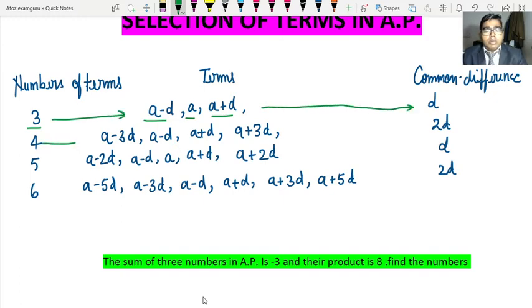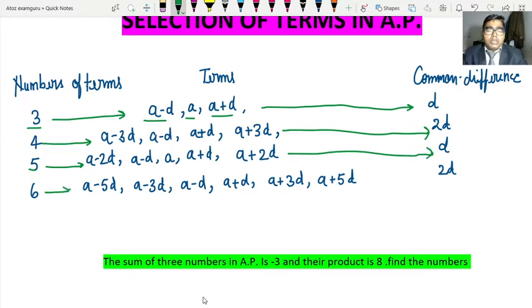If the number of terms is 4, then we assume a minus 3d, a minus d, a plus d, a plus 3d, and the common difference in this case is 2d. If we select 5 terms, we assume a minus 2d, a minus d, a, a plus d, a plus 2d, and the common difference is d. For 6 terms, we assume a minus 5d, a minus 3d, a minus d, a plus d, a plus 3d, a plus 5d, and the common difference is 2d.